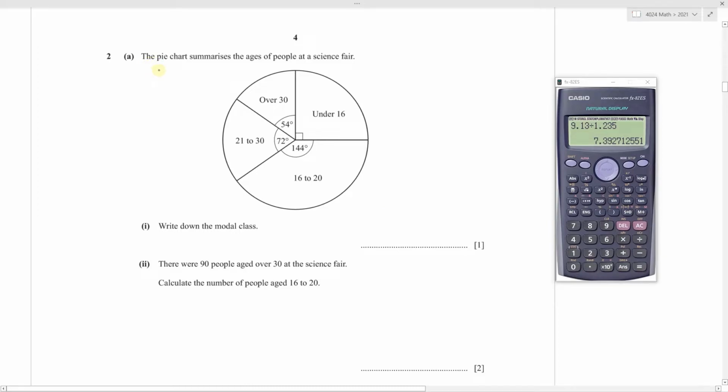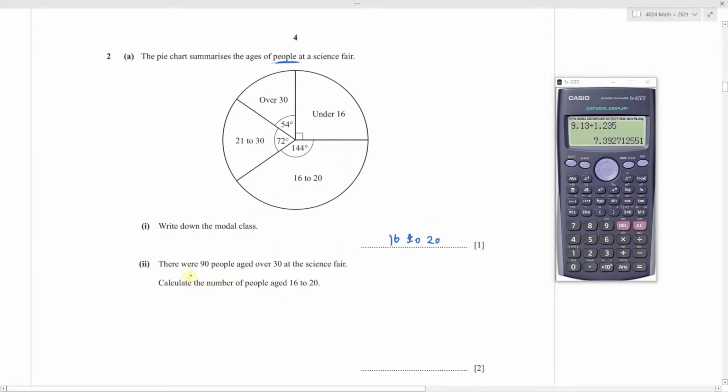Question number 2, part A. The pie chart summarizes the ages of people at a science fair. So you have under 16, 16 to 20, and so on. Write down the modal class. The modal class would be the one which has the highest number of people in it. So which class has the highest number of people? The class which has the greatest angle in this pie chart, which is this 144 degrees. So your modal class is 16 to 20 because it has the highest number of people in this age group.